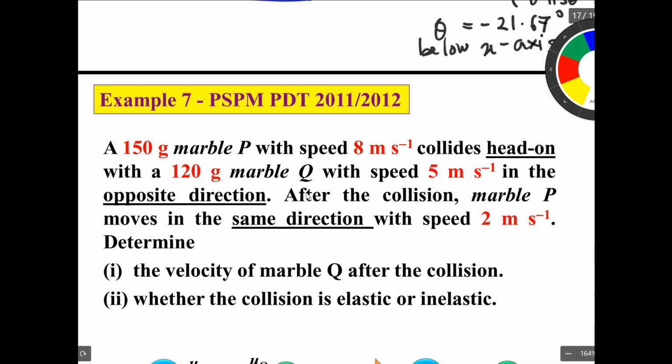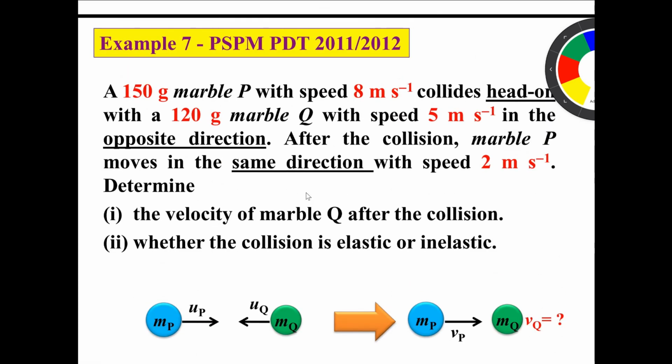Okay. And last example 7. Okay. Example 7, dia bagi a 150 gram marble P with the speed 8 meter per second collide head on with the 120 gram marble Q with speed 5 meter per second in the opposite direction. After the collision, marble P move in the same direction with speed 2 meter per second. Determine the velocity of the marble Q. Nak cari marble Q. After collision, state the whether collision is elastic or inelastic collision. Okay, dia dah lukis diagram.